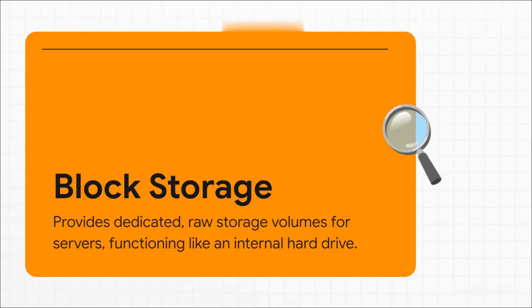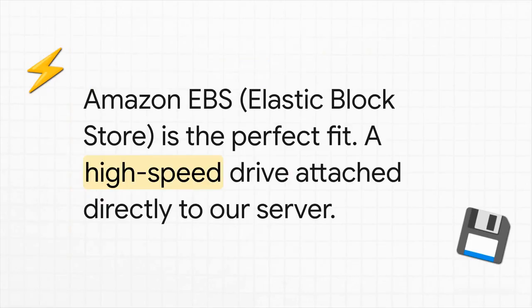This is the textbook example of where you need something called block storage. So if object storage was our giant warehouse, think of block storage as a super fast internal hard drive that you just plug right into your server. It gives you raw, dedicated, high-speed storage. And for this job, the clear winner is Amazon EBS, which stands for Elastic Block Store. We can literally dial in the exact performance we need, create what's called an EBS volume, and attach it right to our database server. It is the perfect fit.